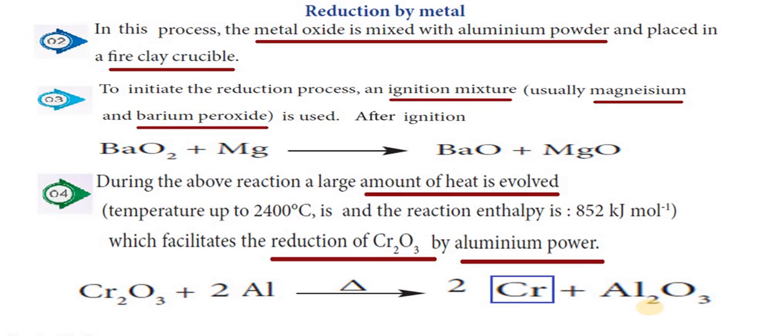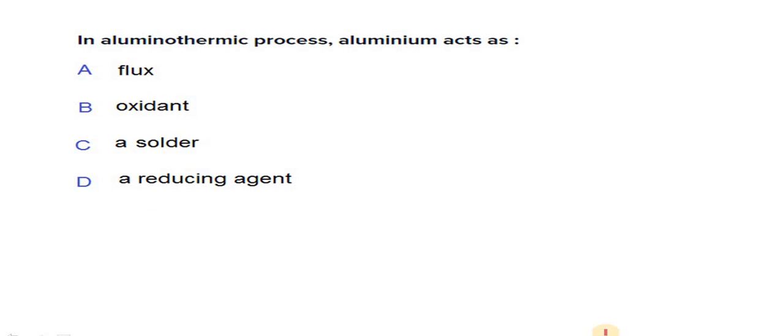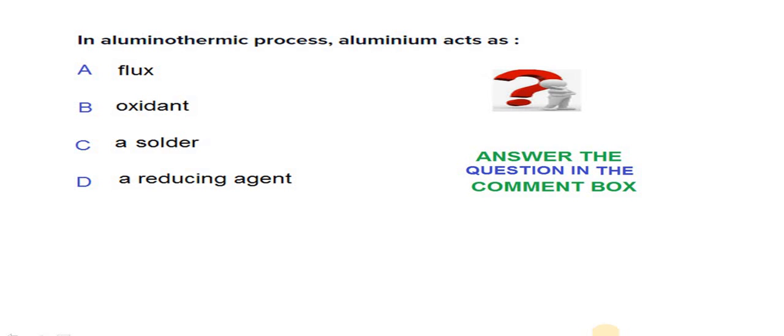I hope everybody understood what is calcination, what are the examples, what is reduction by metal or otherwise called aluminothermic process. Here you see a neat question. Based on that, in aluminothermic process, aluminium acts as A, flux, B, oxidant, C, solder, D, reducing agent. So answer the question in the comment box.